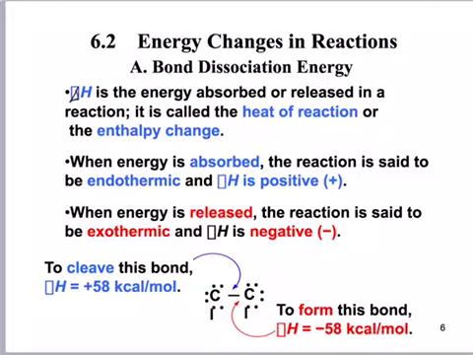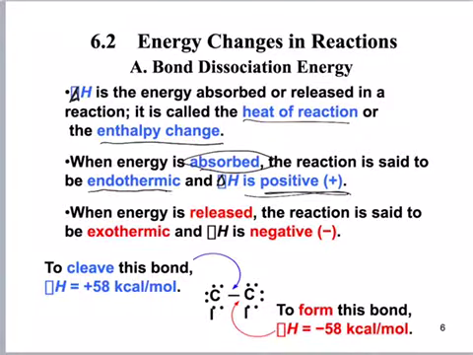Now, delta H, that's supposed to be a delta, is the energy absorbed or released in a reaction. We call it the enthalpy change, or sometimes heat of reaction. Now, there are two different ways that delta H can be. It can be a positive value, and if it's a positive value, that means that energy must be absorbed. If energy is being absorbed, it's going into our system. We call this endothermic. Endo meaning in, therm meaning heat. So heat goes in.